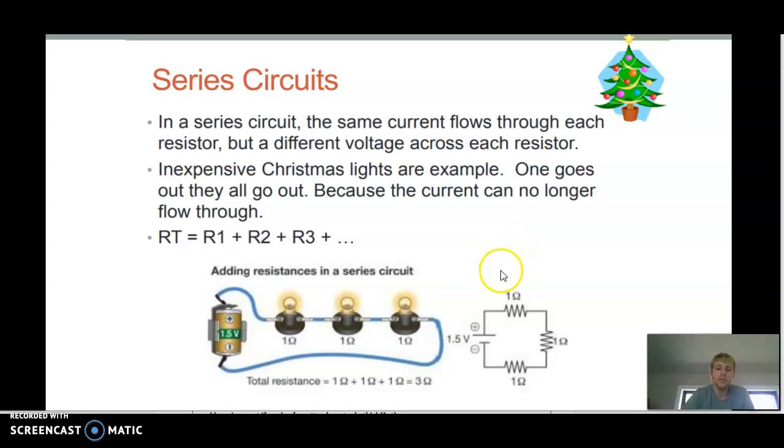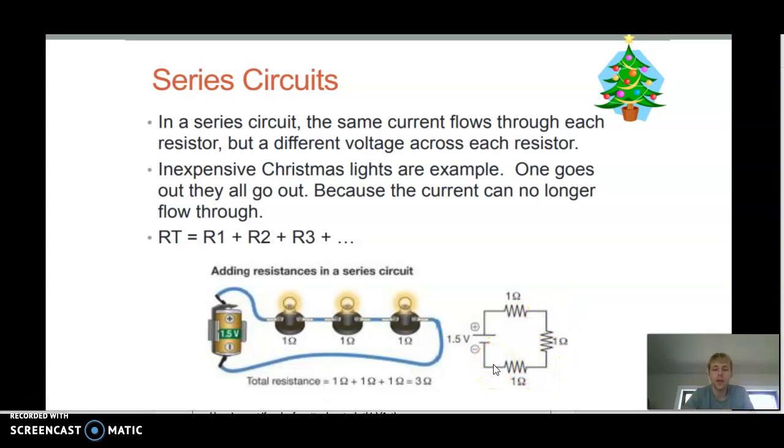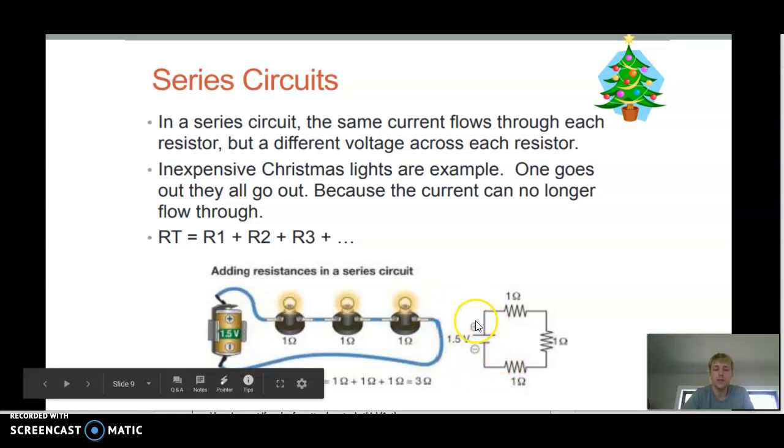Another thing to consider is this voltage here, 1.5 volts. What happens is we have a voltage drop across this component, and this component. How does that voltage drop happen? Well, we take some portion of our 1.5 volts and we distribute it across each one.